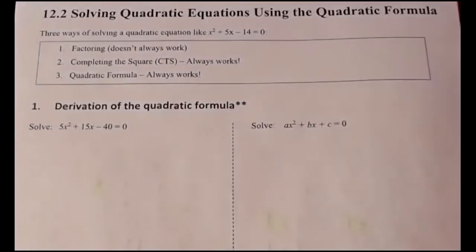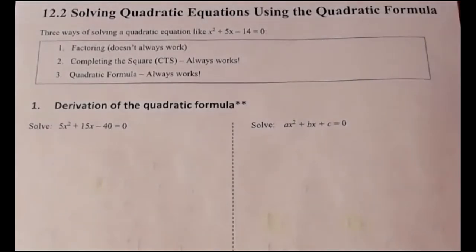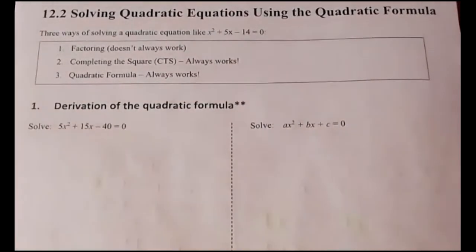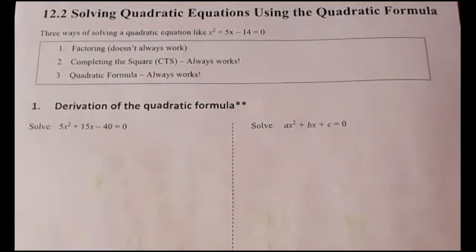So there are 3 ways for solving a quadratic equation like x squared plus 5x minus 14 equals 0. We could attempt to factor, but unfortunately that doesn't always work. We could complete the square, which definitely always works, and we could use a quadratic formula. So what I wanted to show you right now is how we would apply the quadratic formula.